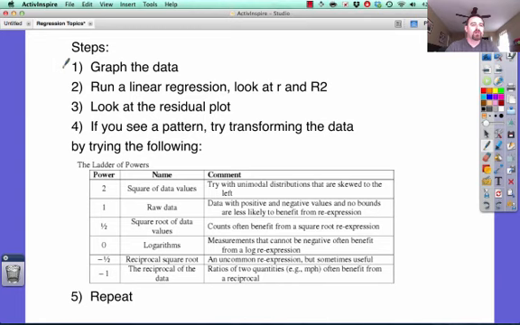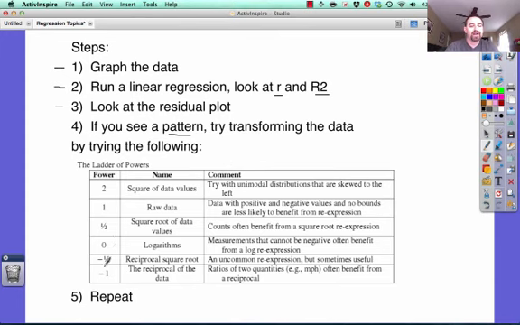The first step is to graph the data. Always graph if you can. The next step is to run a linear regression and look at your r value, and in particular your r squared value. That should be r squared, not r2. Then we look at the residual plot. That's what we just did, and we saw a pattern. If you see a pattern, we're going to try to transform the data by trying one of the following.